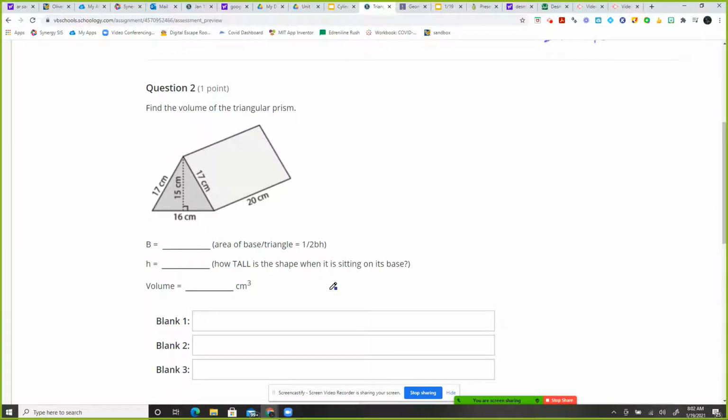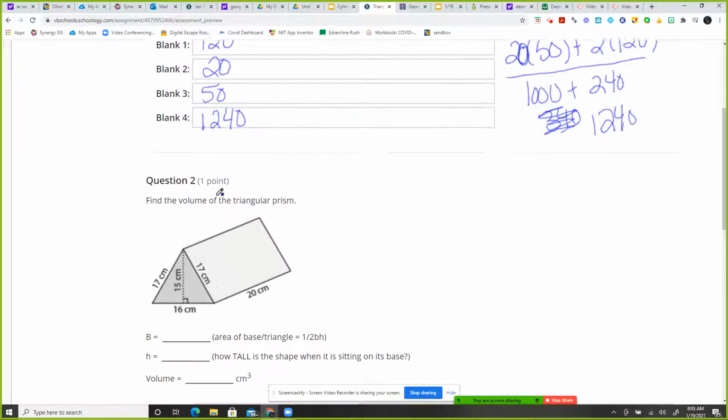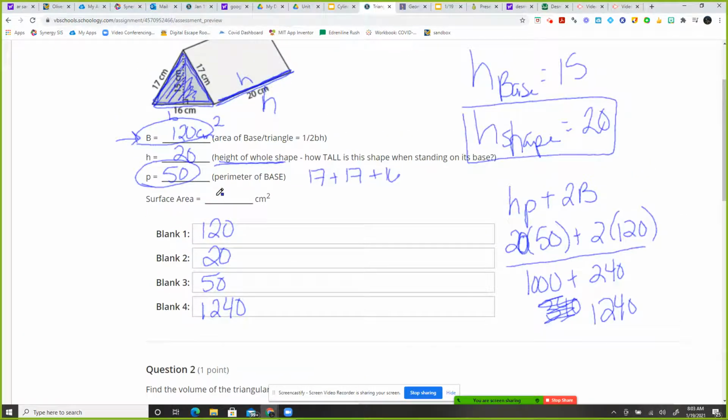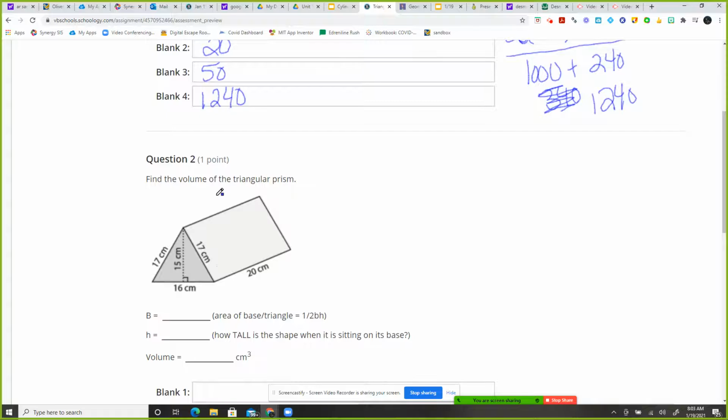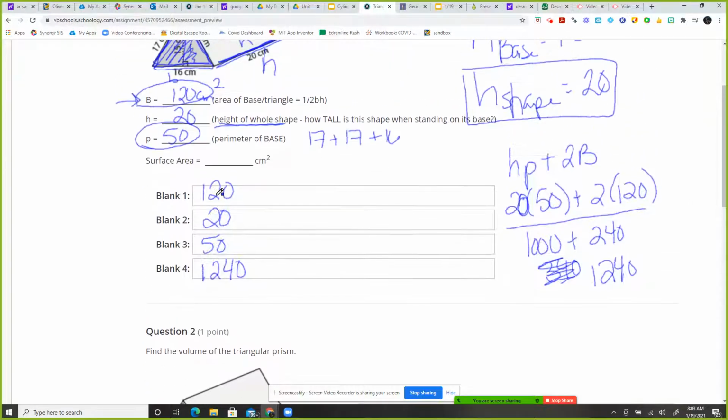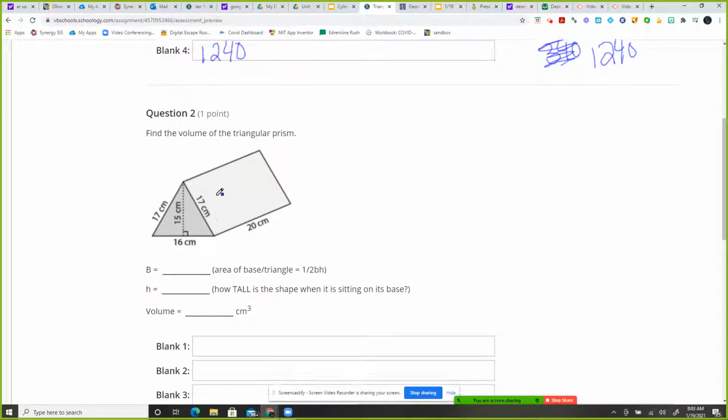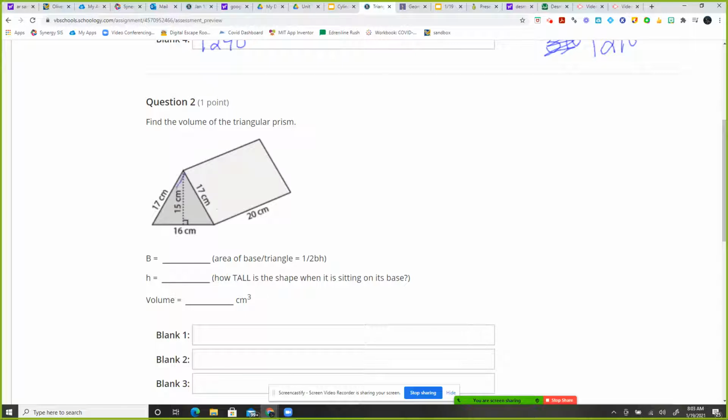Find the volume of the triangular prism. So we've got all of the same stuff, which is convenient, right? 17, 15, 16, that's the same picture, 17, 15, 16, and 20 and 20. So our area of the base is still 120, right? The area of this base is 1/2 the base times the height, so that's 120. The height of the shape is still 20, because if it's sitting on its base, how tall is it?